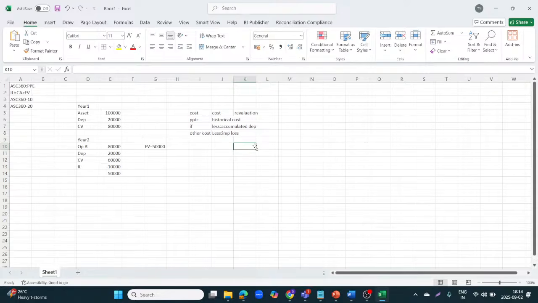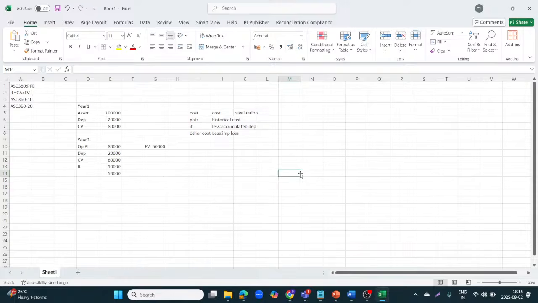Then the second method is the revaluation method. On the other hand, you have the second model, that is the revaluation model. It allows the company to measure the asset at fair value, which is determined based on the market price or independent appraisals. However, the revaluation model is used less frequently. More used is the cost method.